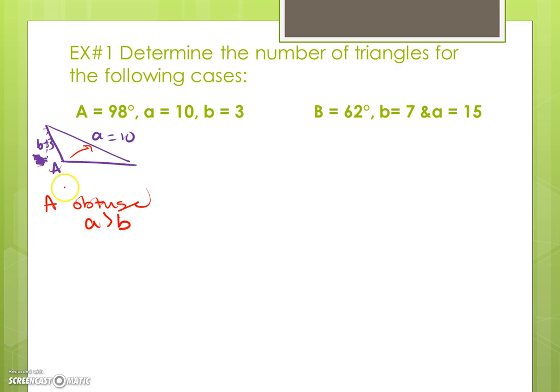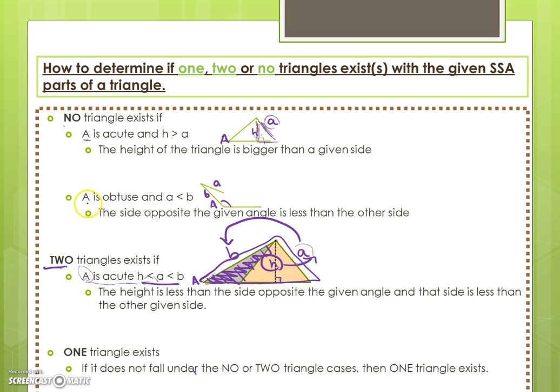So we can look in the obtuse angle section to see what the case may be. As we can see on the previous slide, no triangle exists if A is obtuse and A is less than B. And that's not our case for this example. So it's not the no triangle case. Then we ask, do two triangles exist? Is A acute? Nope. So it's not the two triangle case.